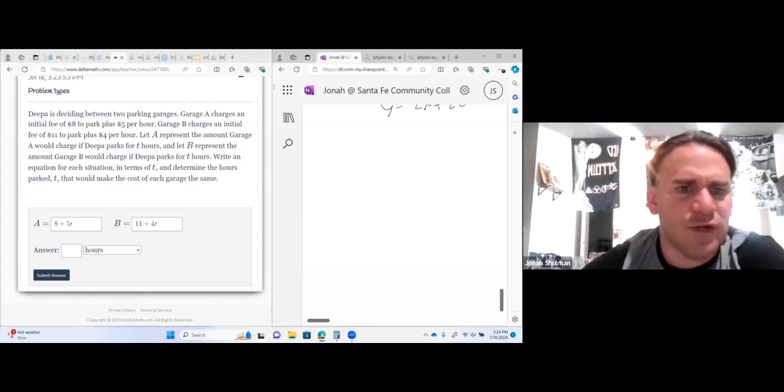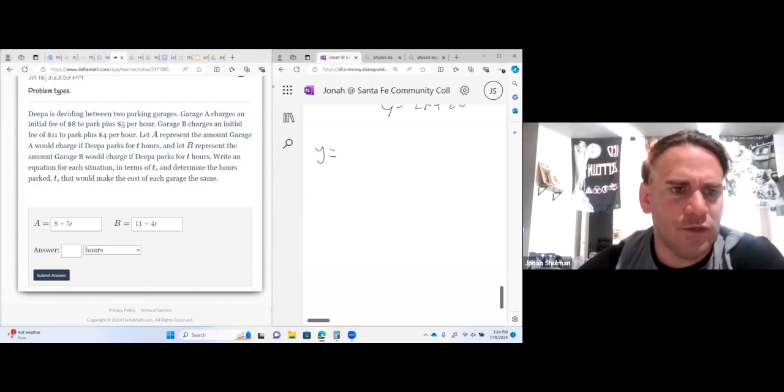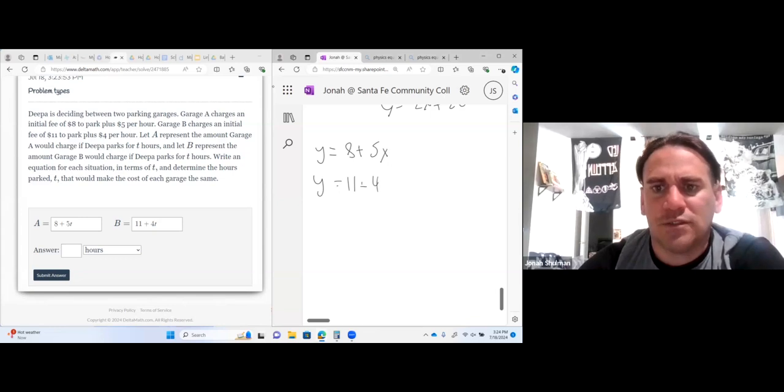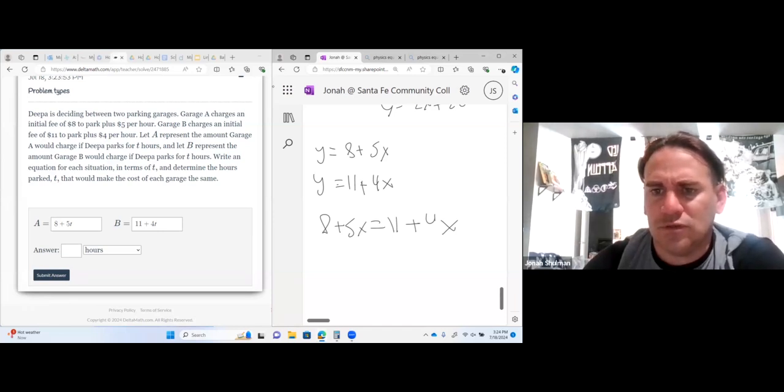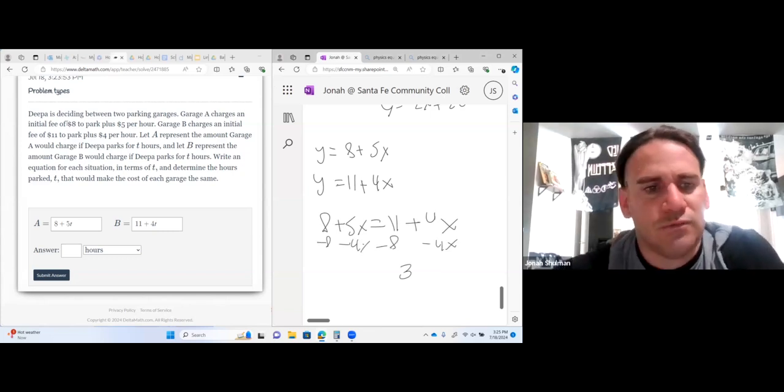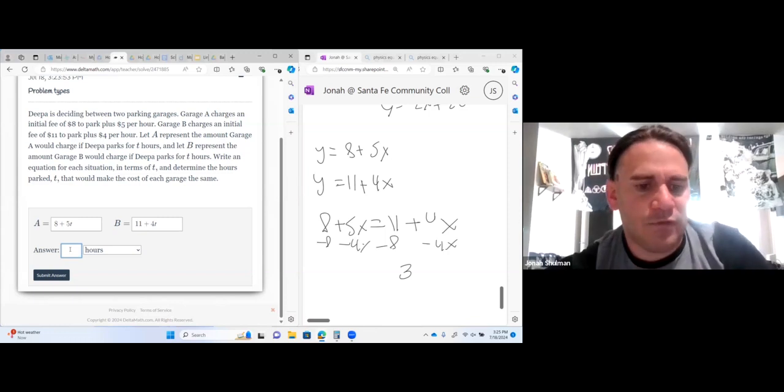So we just have to figure out when they're equal. So y equals 8 plus 5x. y equals 11 plus 4x. We'll use substitution here because they're both the same. So 8 plus 5x equals 11 plus 4x. We're going to minus the 8, which is 3. We're going to minus the 4x, which is equal to 1x. So it's 3 hours.